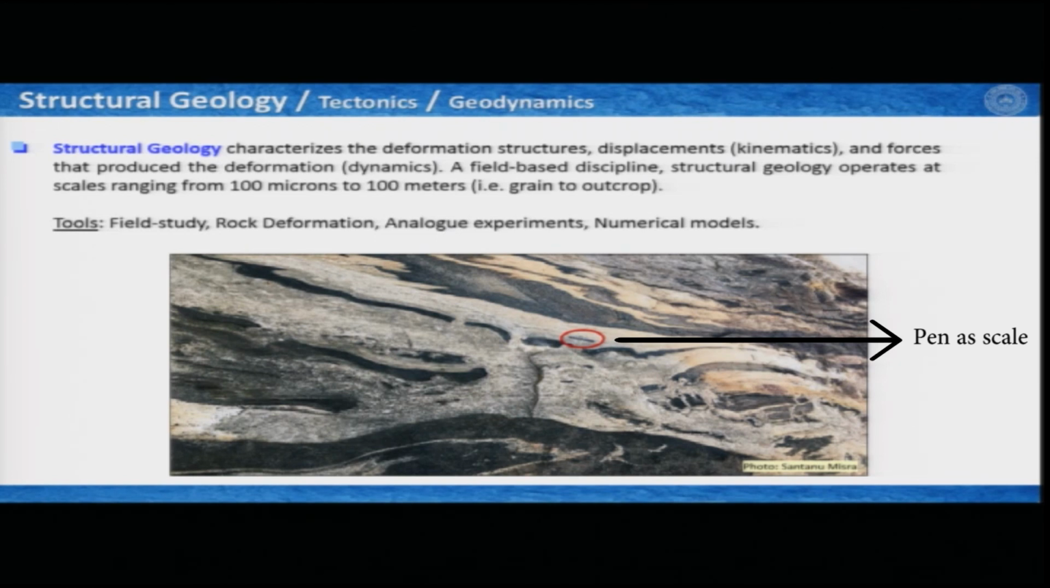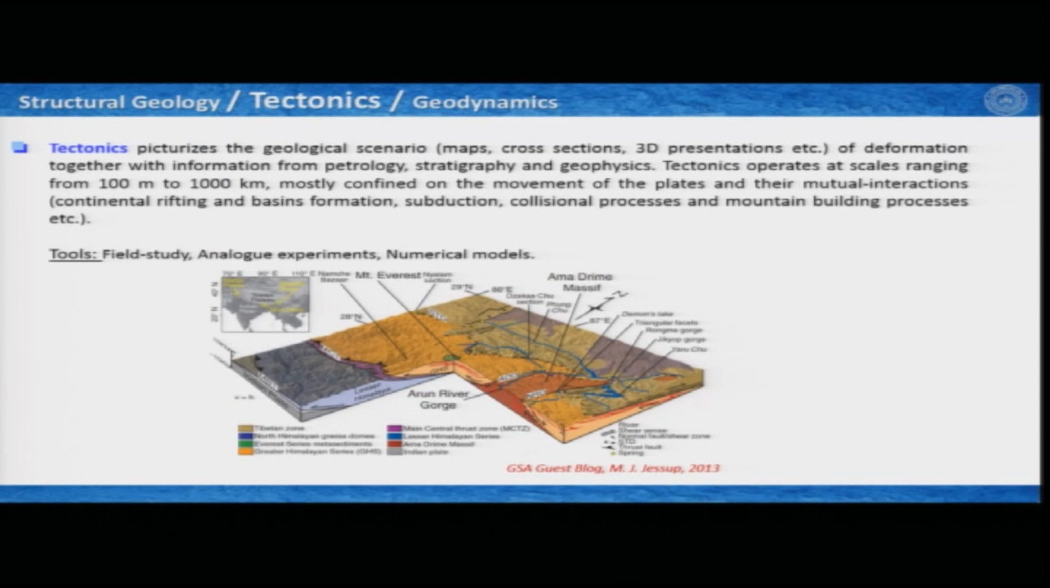The tools that are used to study structural geology include field study, that's very important, rock deformation experiments, analog experiments, and numerical models. In contrast, tectonics is certainly a large scale. As you can see, the entire plate tectonics discipline is pretty large, but it does not involve what is happening at the bottom of these plates. It just deals with the movement of the plates, their mutual interactions, and so on. So tectonics in general deals from about 100 meters to 1,000 kilometers in scale. In structural geology, we learned that it is below 100 meters. So tectonics is certainly a larger scale study than structural geology, you can consider it this way. The tools we use here are again field study, analog experiments, and numerical models.